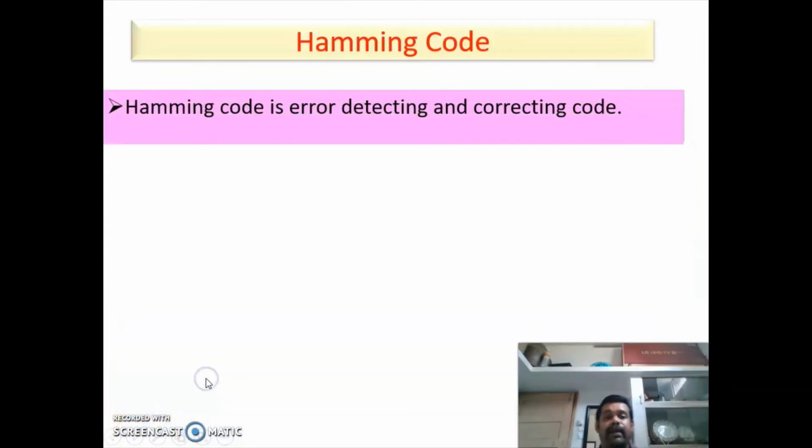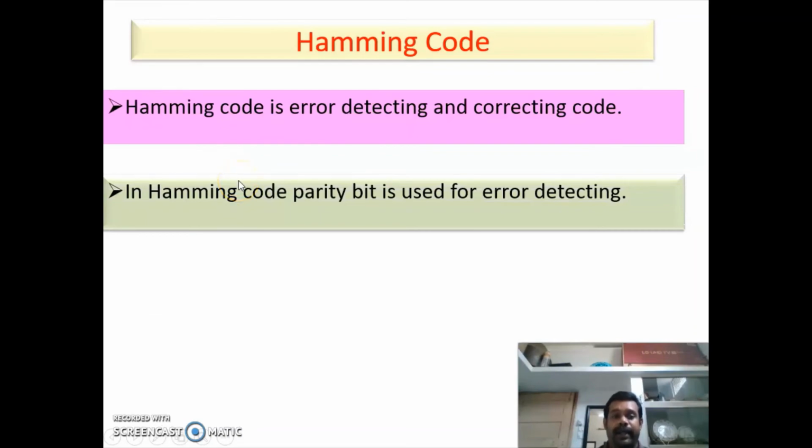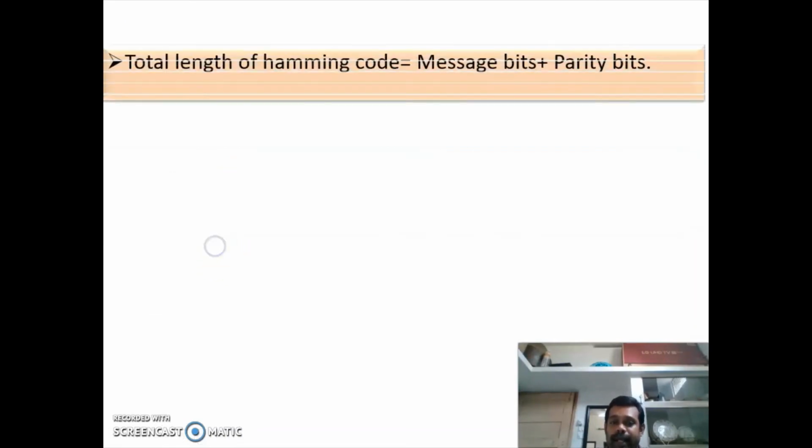The next one is the Hamming code. This parity is an error detecting code, and this Hamming code is an error detecting as well as error correcting code. In the Hamming code, parity bits are used for error detecting.